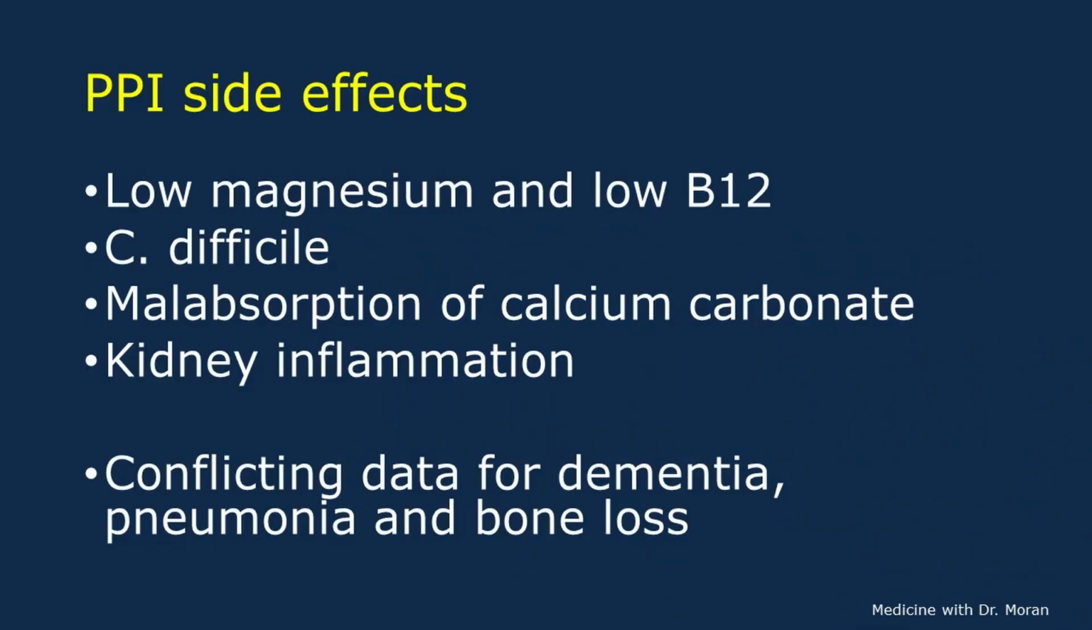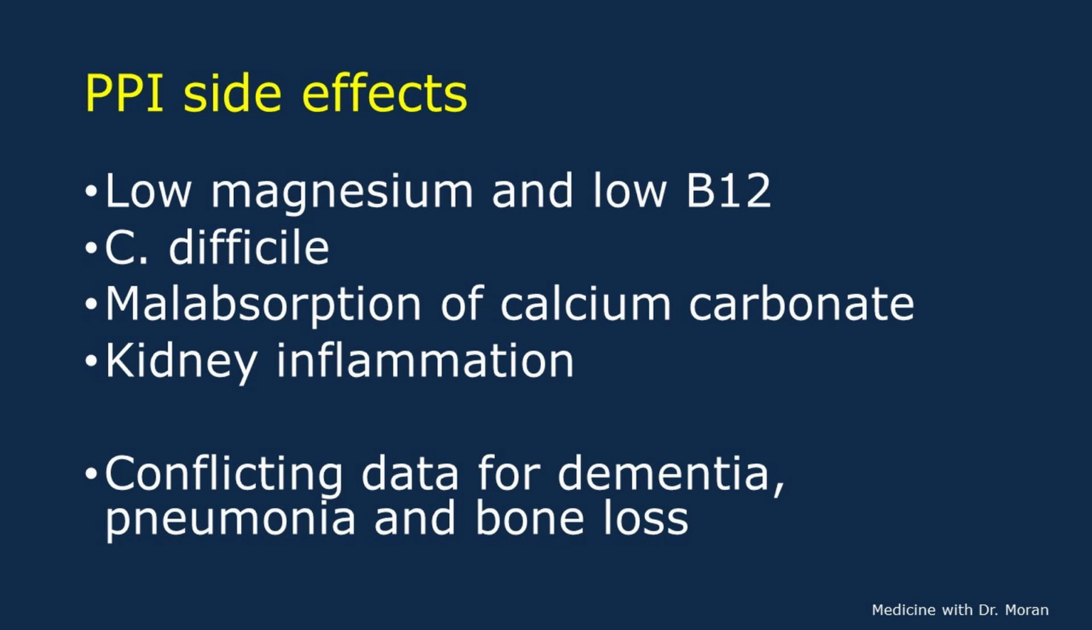PPIs are associated with a slightly increased risk of a colon infection known as C. difficile colitis. It is known that the PPIs can reduce the absorption of certain types of calcium products such as calcium carbonate. If calcium supplementation is necessary, a calcium supplement that does not require acid for absorption, such as calcium citrate, can be given. PPIs can cause acute inflammation within the kidney called acute interstitial nephritis.